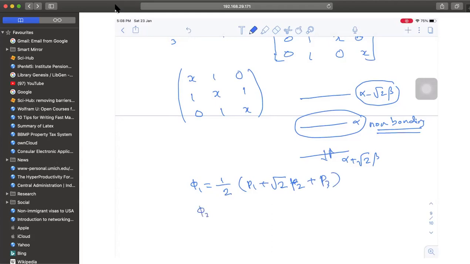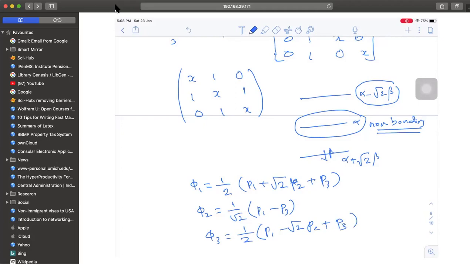Then phi2 will be 1 by root 2 (p1 minus p3). And phi3 will be 1 by 2 (p1 minus root 2 p2 plus p3). So these are the 3 molecular orbitals.